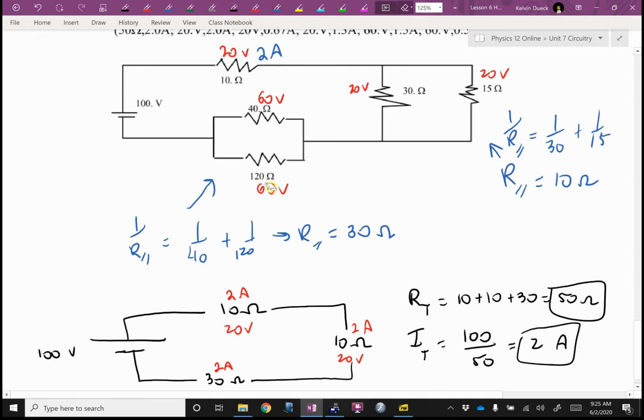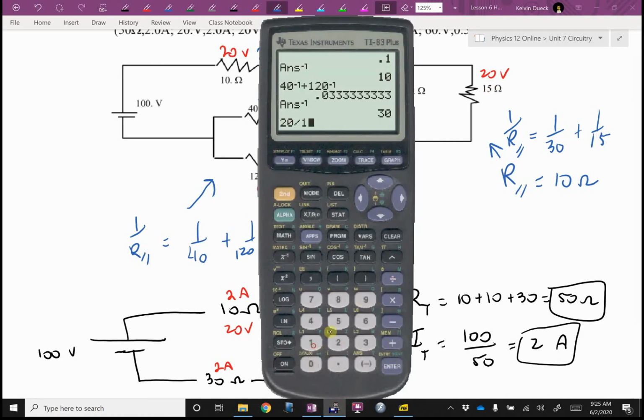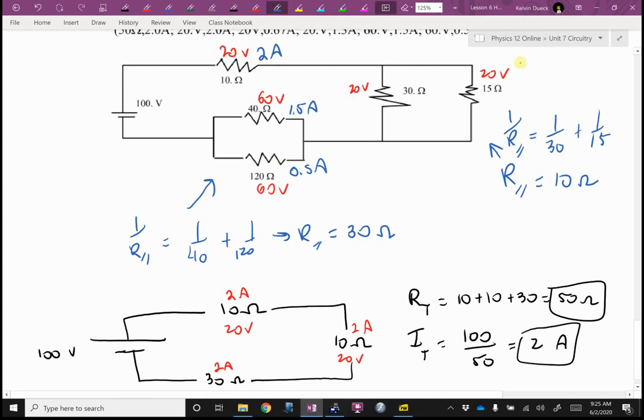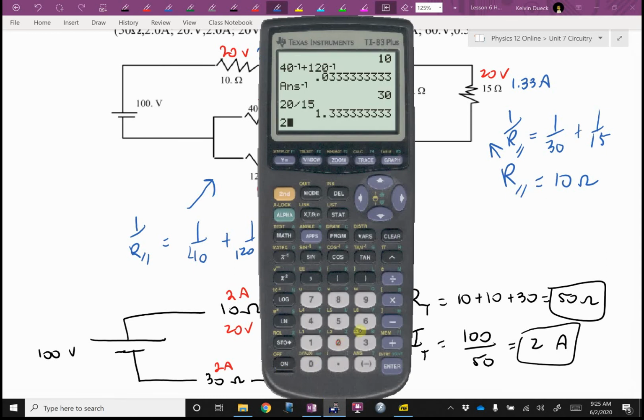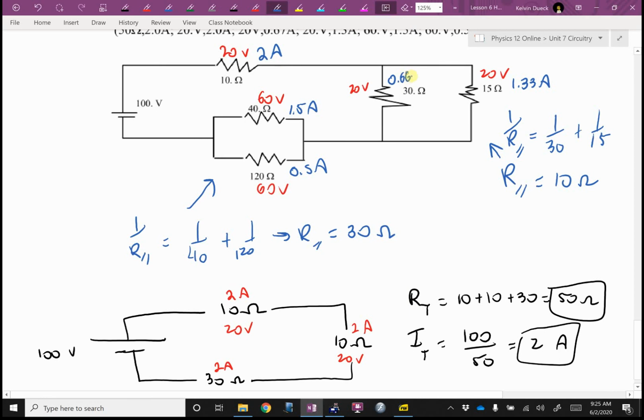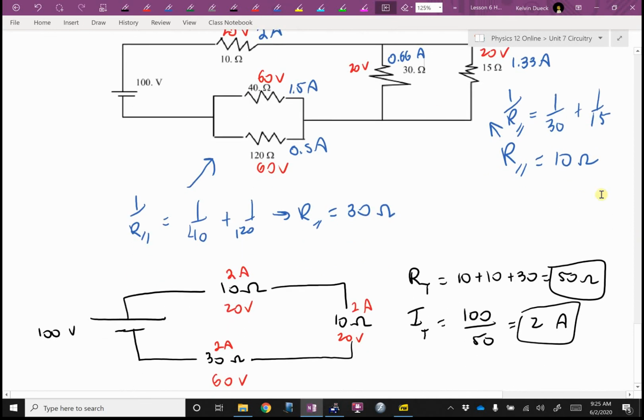Down here, if I go V over R, here is 0.5 amps. And that must mean that this is 1.5 amps. And if you went 60 divided by 40, you would notice that. Here, I can go V over R. It's going to be 20 divided by 15, which is 1.3 amps repeating, which leaves 2 minus that, or 0.6 repeating. And you would also get the same thing if you went V over R. So found everything. Then I could have found power in each resistor, but I didn't ask for that.